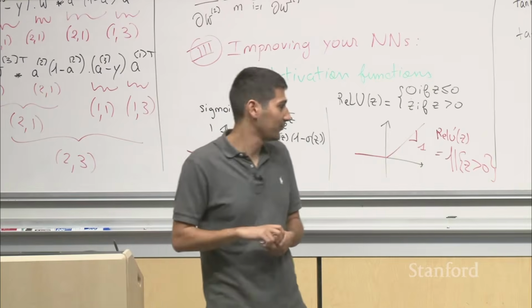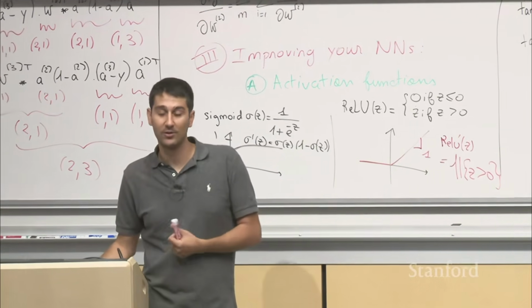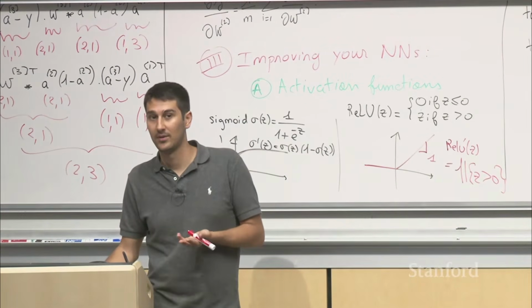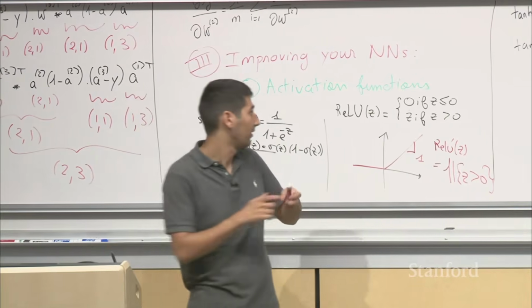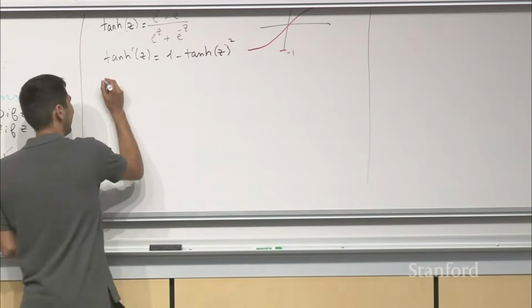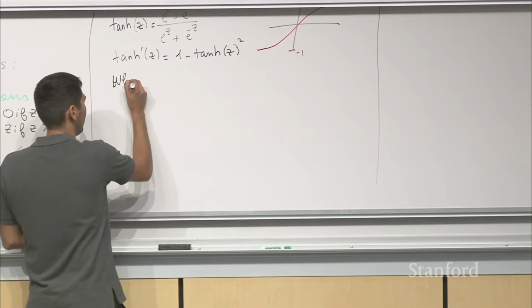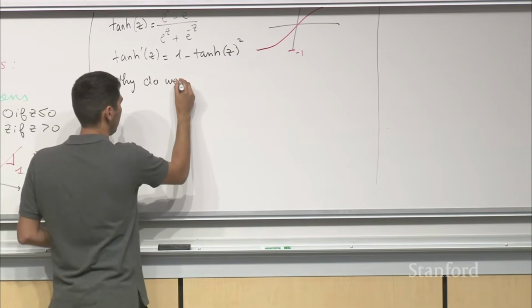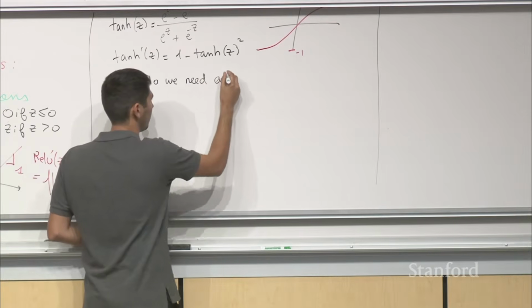Good question. Why do we consider these functions? We can actually consider any functions apart from the identity function. So let's see why. Thanks for the transition. Why do we need activation functions?